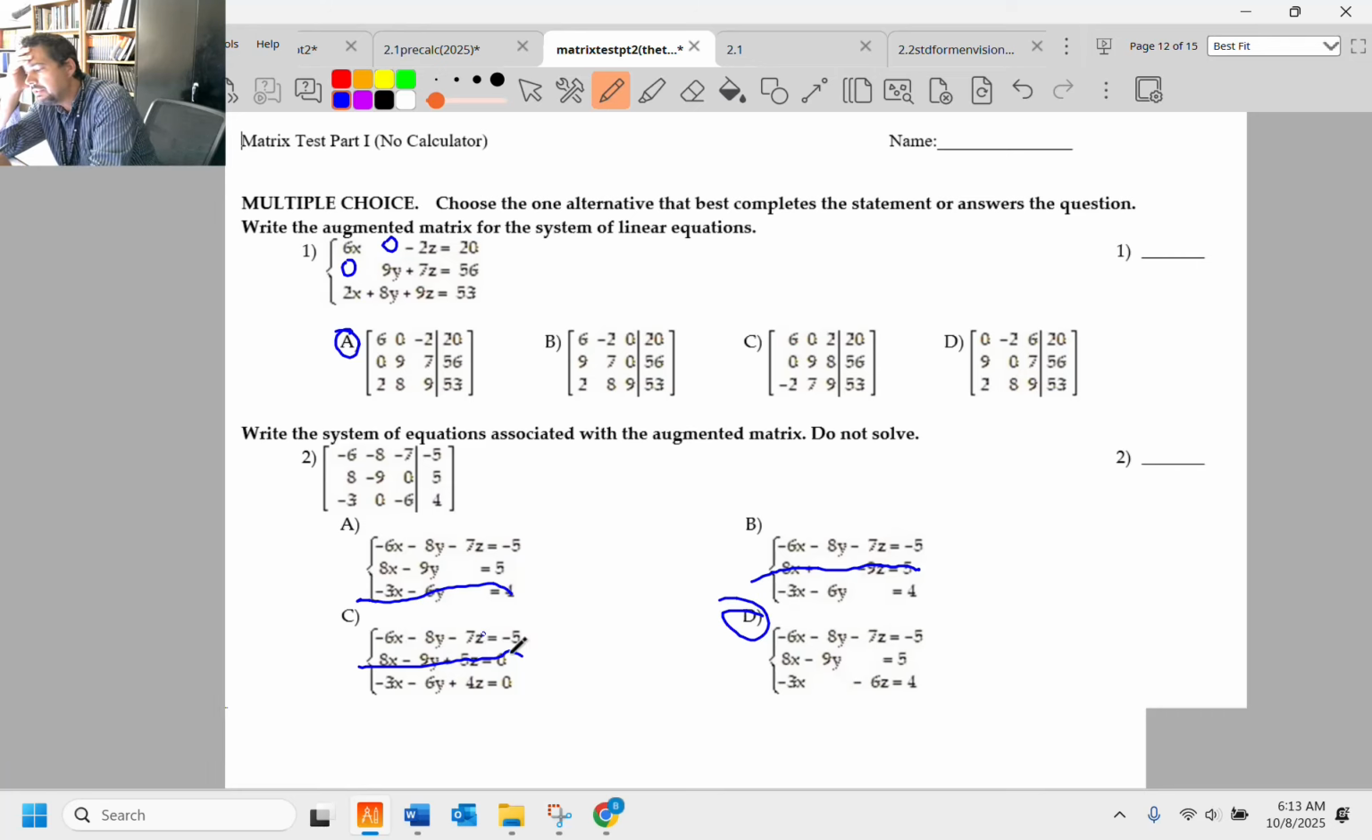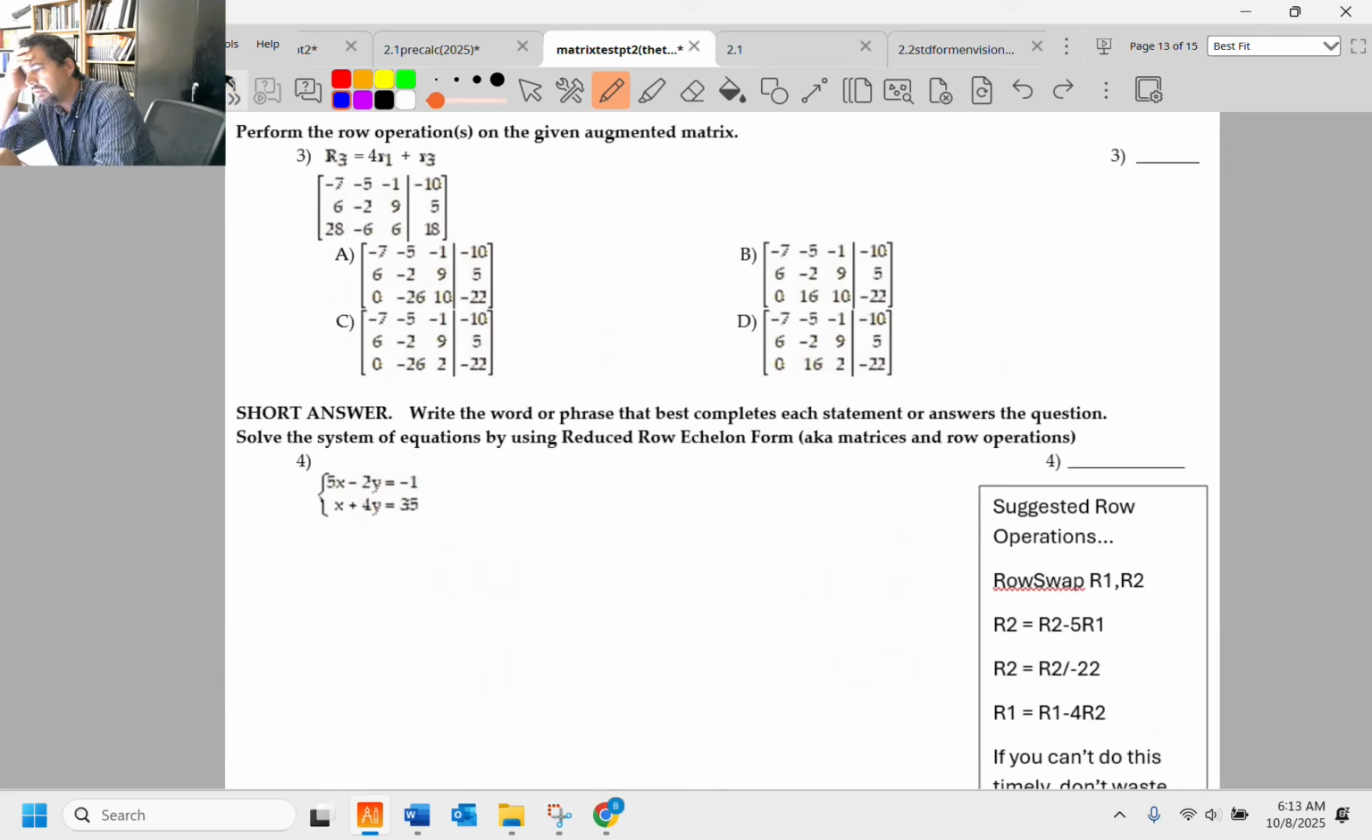You don't see many kids do this. Like, they don't mark things off. Like, pick up your pencil. I don't get why you don't do that. But whatever. All right, perform the row operations on the given augmented matrix.